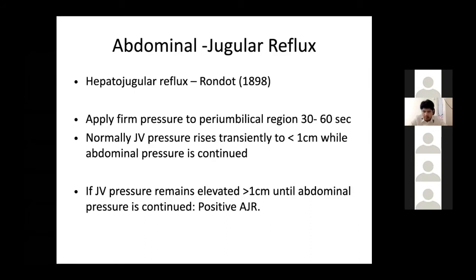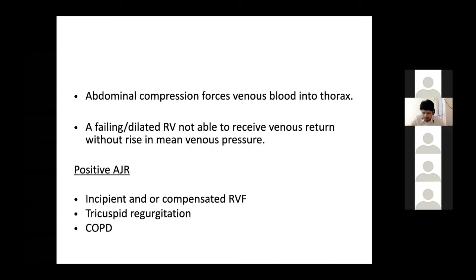It means there is an incipient or early right heart failure, which we are not able to see as a prominent A wave or JVP, but we have picked it up by doing a hepatojugular reflux. As I already told you, a failing and dilated RV may not be able to receive the venous return without a rise in mean venous pressure, and that is the cause of a prominent hepatojugular reflux.